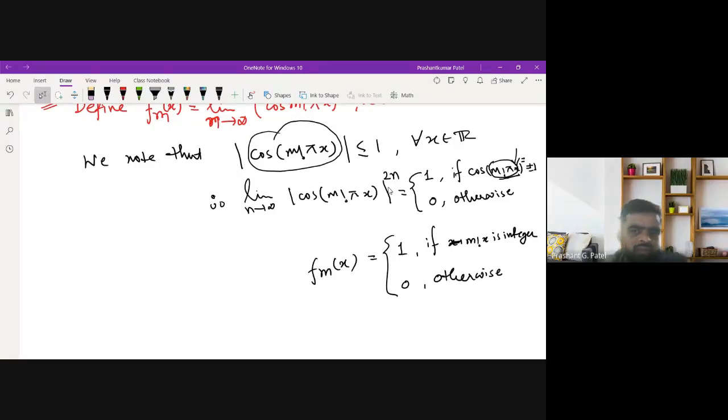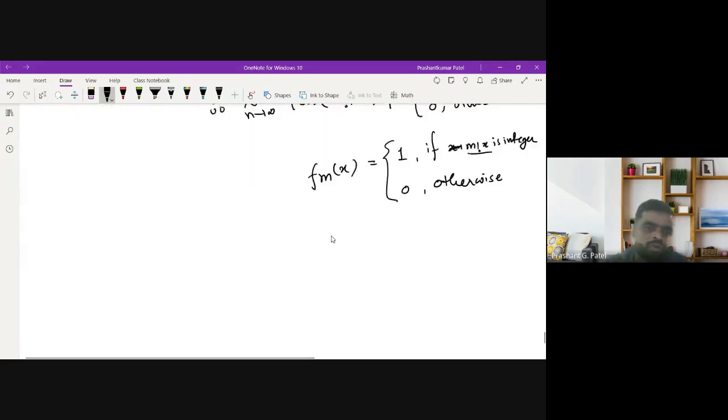Now we have to see where this goes. The first question that can arise is: are these fm integrable? What should be your answer? If so, why is it integrable? Probably you have learned one result on integrability: if any function has countably many discontinuities, then that function is Riemann integrable. I'm talking about Riemann integrable functions. This function depends on m factorial into x, and where this is an integer, it can be countable. So this function has countably many discontinuities. That's why this function fm is integrable.